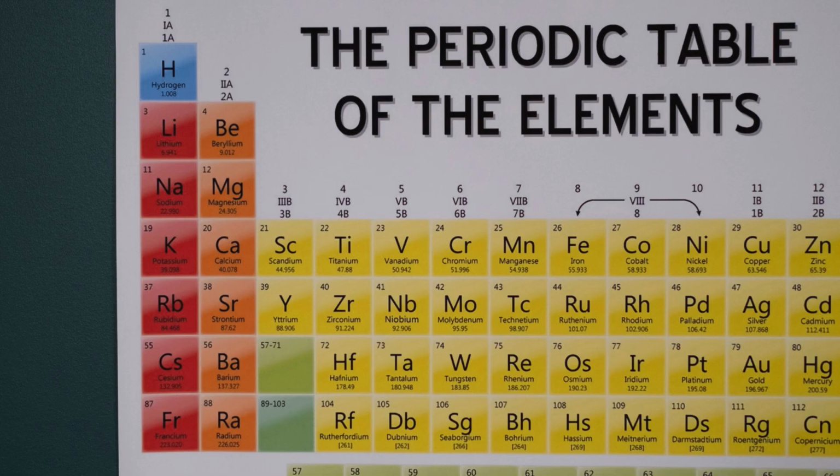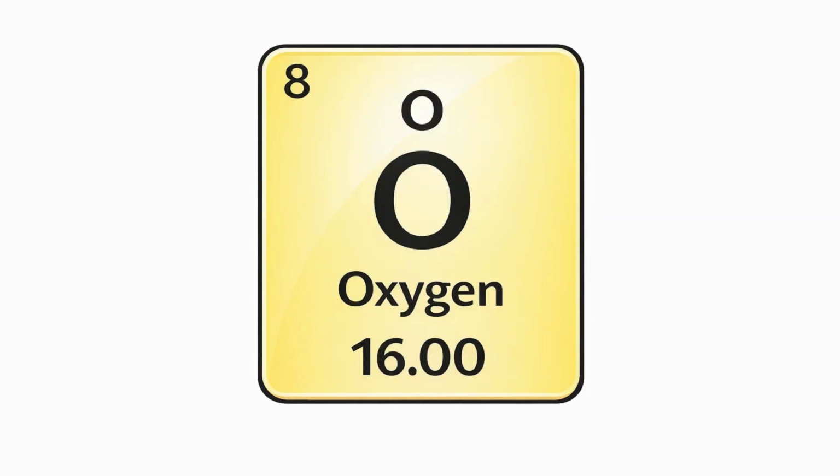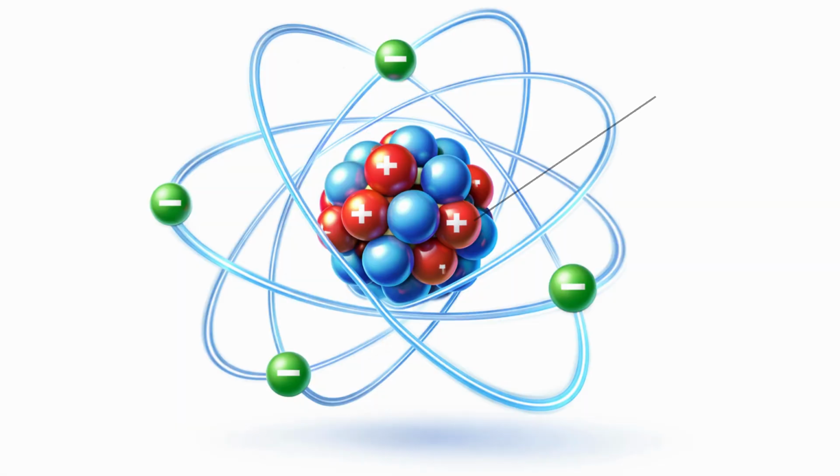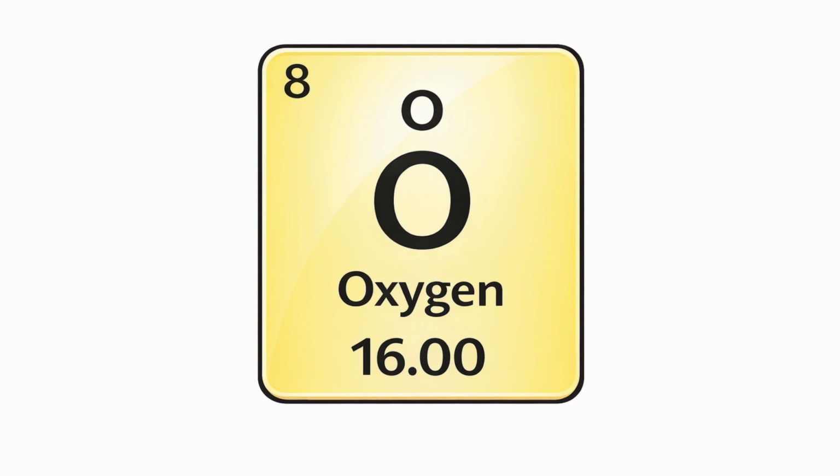Every element on the periodic table has something that makes it unique. That number is called the atomic number. The atomic number tells us how many protons are in an atom. Note this: the number of protons decides the element.